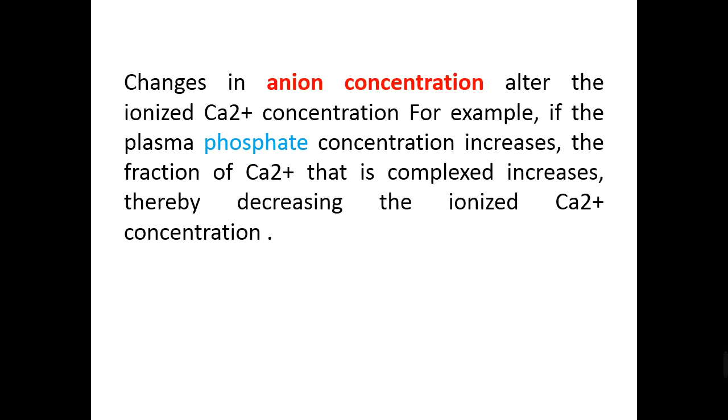While change in anion concentration alter the ionized calcium. For example, if the plasma phosphate concentration increases, the fraction of calcium that is complexed with phosphate increases, thereby causing a decrease in ionized calcium concentration, because the presence of a high concentration of phosphate will cause complex of phosphate with calcium, and thus it will decrease the ionized calcium concentration.